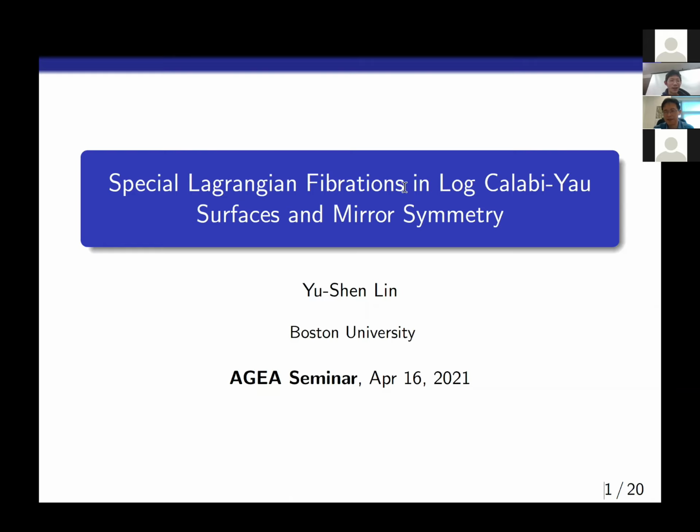So today I want to talk about special Lagrangian fibrations in log Calabi-Yau surfaces and mirror symmetry. I struggle a bit when I hear that I'm going to give a talk in the algebraic geometry seminar, so it might be a slightly different taste. Most of the talk, I will be sharing the idea of how to use ideas in algebraic geometry to do something else. And hopefully at the end, I can give you some results in algebraic geometry as a fun application.